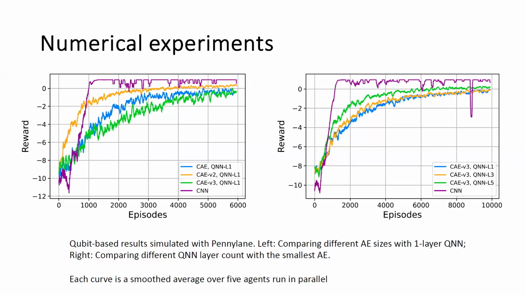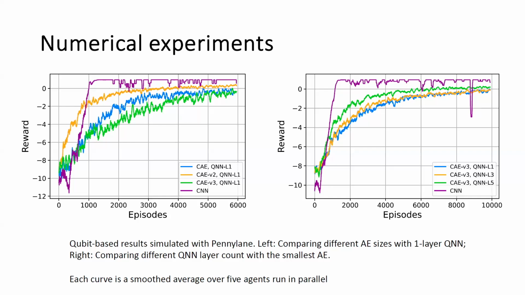So on the left side, we fixed the number of QNN layers to 1. Ah, okay. And we try different convolutional autoencoders. But the convolutional autoencoders are the classical ones, the compression step. The autoencoders are the classical ones. They are the compression steps. The autoencoders are classical, so they have an impact.